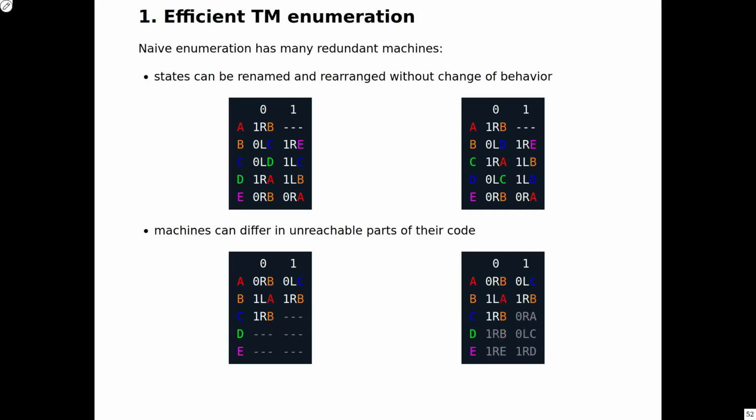The second issue that we need to deal with is that the machines can differ in parts of their code that are entirely unreachable. For example, if we take this machine with 5 undefined transitions, it turns out that it never reaches any of those undefined transitions. So whatever we put in there, the machine still isn't going to halt. And you really don't want to be looking at each of those individually, because they are all the same.